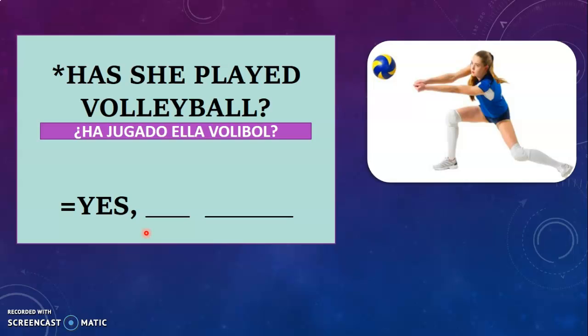Has she played volleyball? Miren, en este caso estamos preguntando sobre ella, ¿ok? She, sobre ella. ¿Ha ella jugado volleyball? Has she played volleyball? Yes, so what would be the correct answer? Yes, she what? She has or she have? She has. It's third person. Yes, she has. Very good.